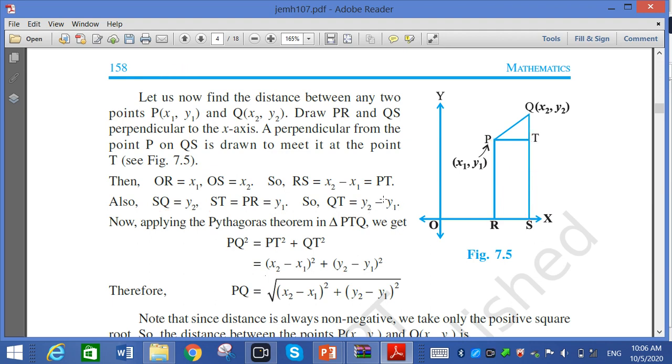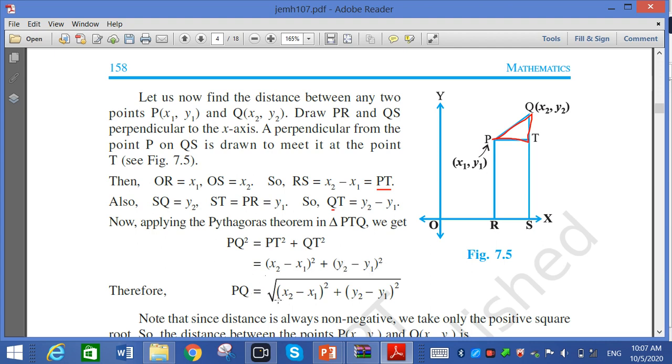Why is it necessary to find this? Because now, if you see, it is a right angle triangle. In a right angle triangle, Pythagoras applies. So applying the Pythagoras theorem in triangle PTQ, we get PQ square is equal to PT square plus QT square. PT is X2 minus X1, so X2 minus X1 whole to square plus QT, that is Y2 minus Y1 whole to square. So PQ square is equal to X2 minus X1 whole to square plus Y2 minus Y1 whole to square.